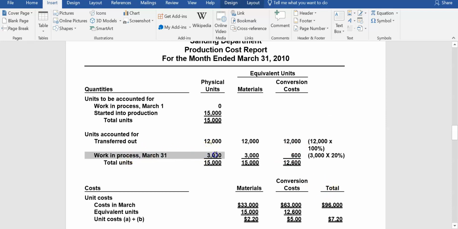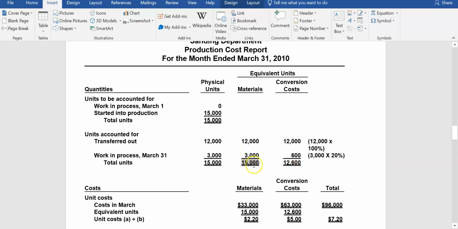However, of the work that was in process, 3,000 units, they only had 20% of their conversion added to them. 3,000 times their percentage completion means 600 equivalent units with respect to conversion. Total equivalent units for the month of March with respect to conversion costs are 12,600.